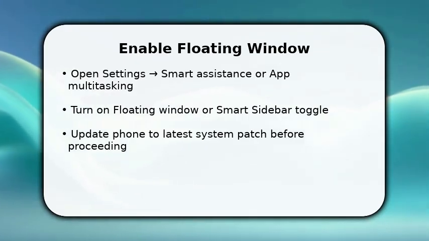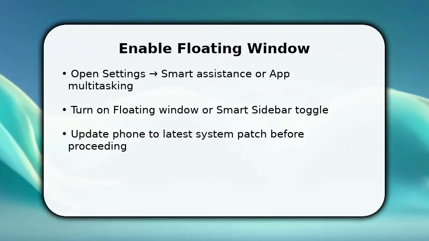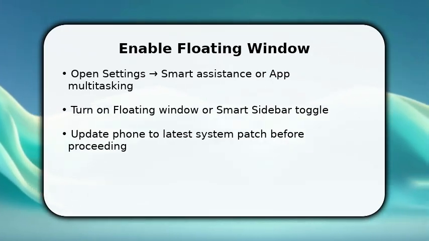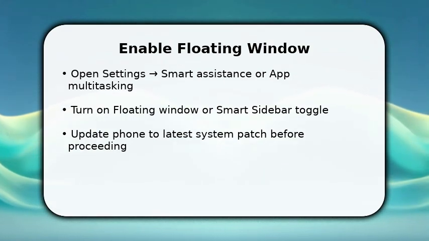This step prepares the phone to show small movable app windows. Doing it now avoids interruptions later. You're enabling a system-level permission that lets apps detach from full-screen mode into a small overlay for quick use.